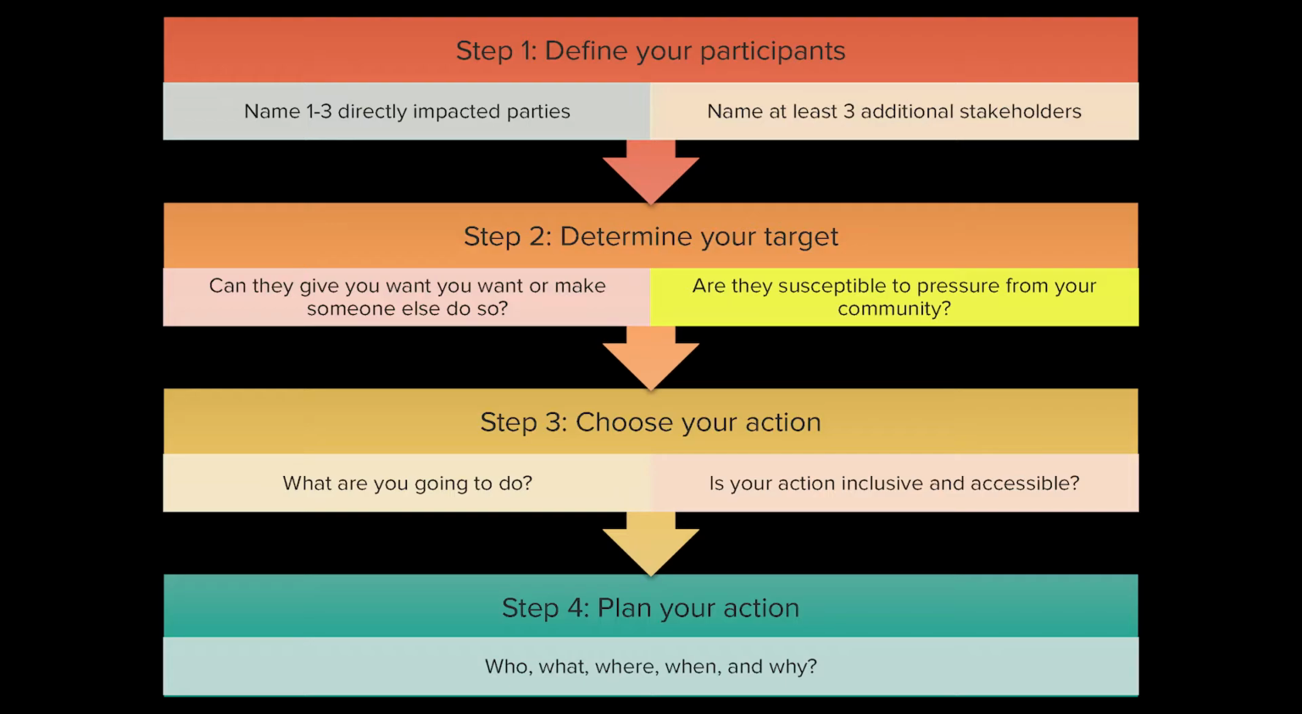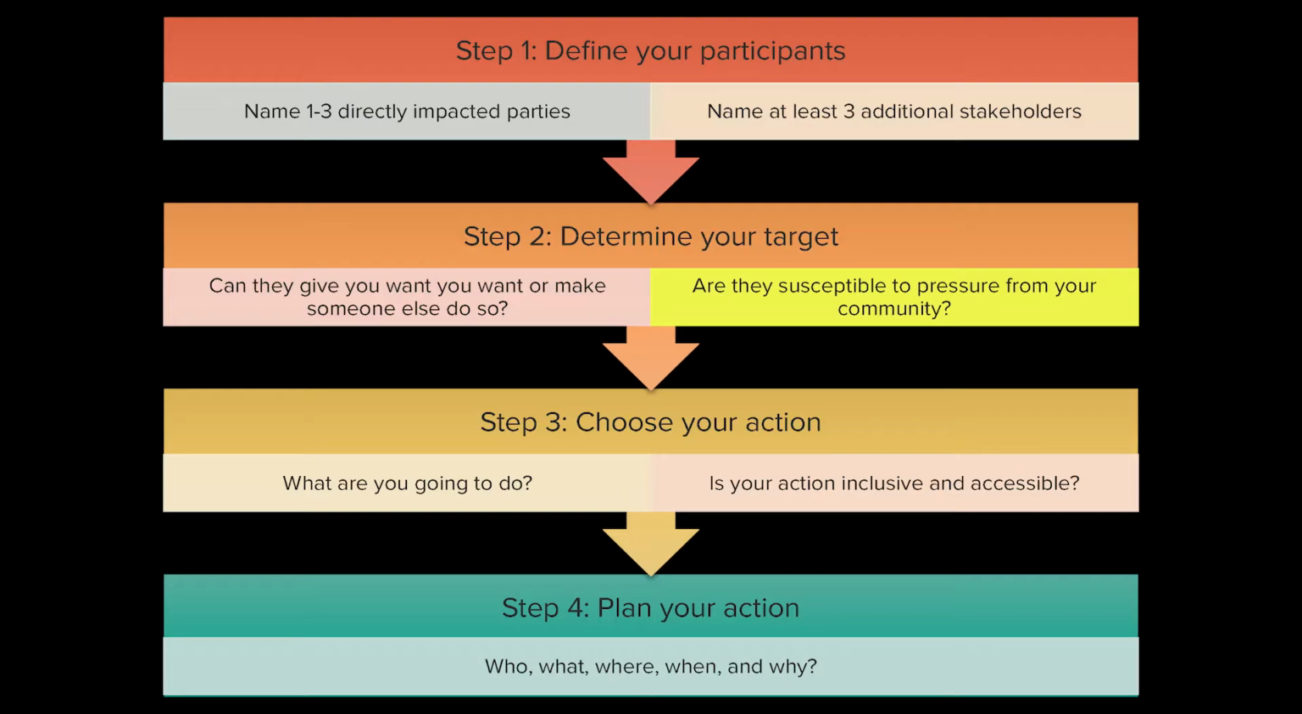So we have the what, and it seems like these are by and large relatively inclusive and accessible, right? So maybe people who can't make phone calls can send emails. People who don't want to compose their own email because they're not sure what to say can sign a petition. There's lots to choose from. So nice work. Step 3 done.